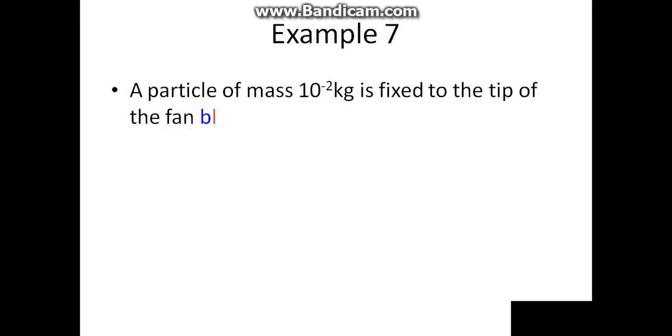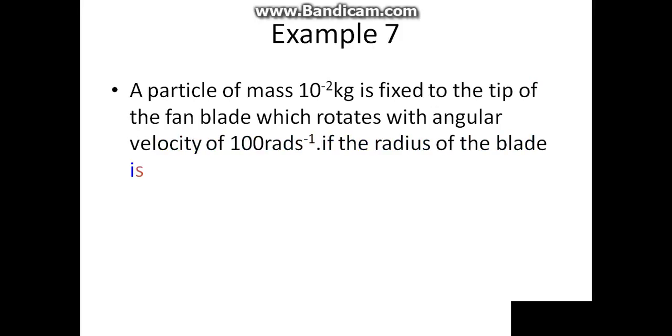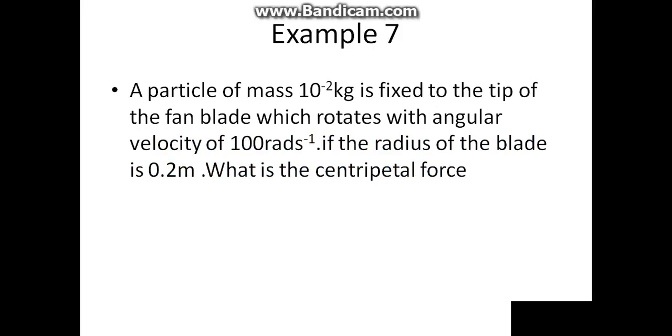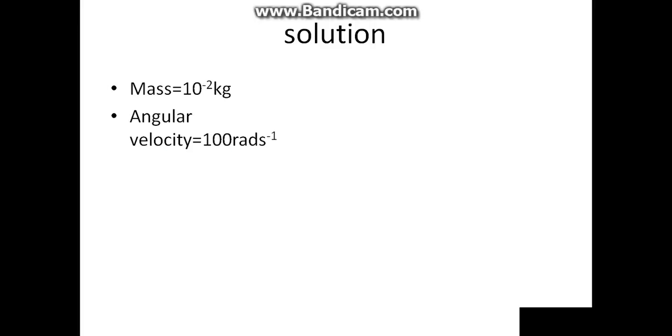Example 7. A particle of mass 10 raised to power minus 2 kg is fixed to the tip of the fan blade, which rotates with angular velocity of 10 radians per second. If the radius of the blade is 0.2 meter, what is the centripetal force? Solution. Mass is given as 10 raised to power minus 2 kg. Angular velocity equal to 10 radians per second. The radius of the blade of the fan is 0.2 meters.